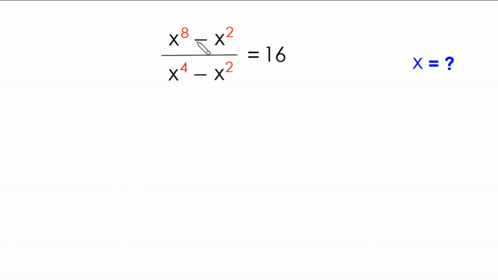x to the power 8 minus x squared divided by x to the power 4 minus x squared equal to 16. Our job is to find all possible values of x.